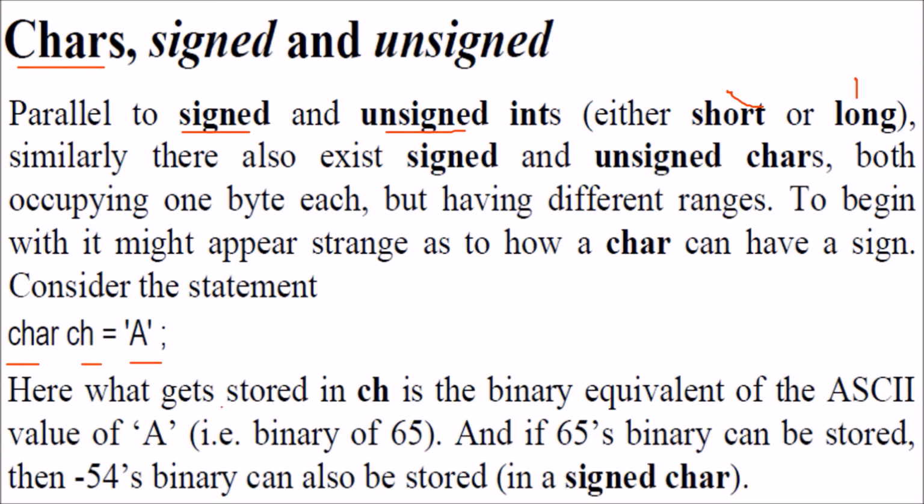So now this a is having a value which is 65, which is in binary. So this is all good. And if this 65 binary can be stored, you want to store minus 54 also. This can also be stored, and this is now a signed character.